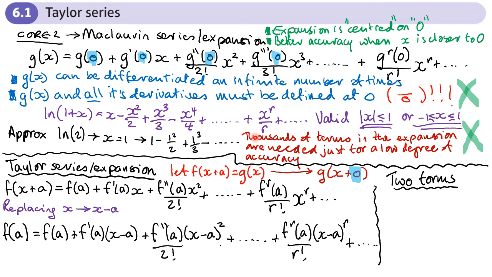Okay. The other problem was, let's say when we were working out this log 2, because it's only defined between 1 and minus 1, working out log 2 took lots and lots of terms to get a small degree of accuracy.